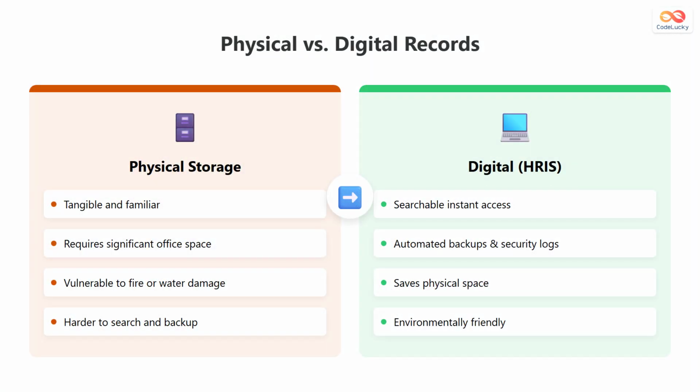Organizations usually store records in one of two ways. Physical storage involves paper files in cabinets. It is tangible but takes up space and is vulnerable to damage. Digital storage, often using human resources information systems, offers instant searchability, automated backups, and saves space, making it the modern standard for most companies.